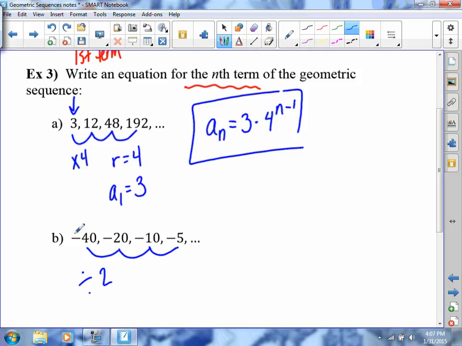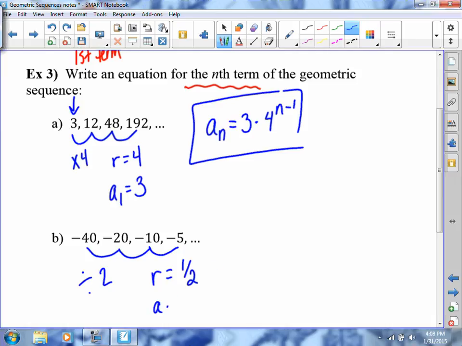So I'm not alternating signs, so I know I'm not dividing by a negative 2. So my rate, or my ratio, is going to be dividing by 2. But since I'm dividing, I'm going to write it as timesing by a half. Okay? We have to use a fraction when we're dividing. So dividing by 2 is the same as multiplying by a half.